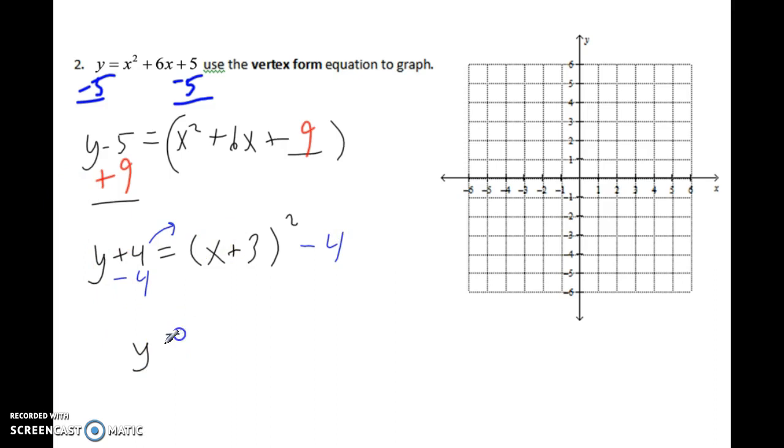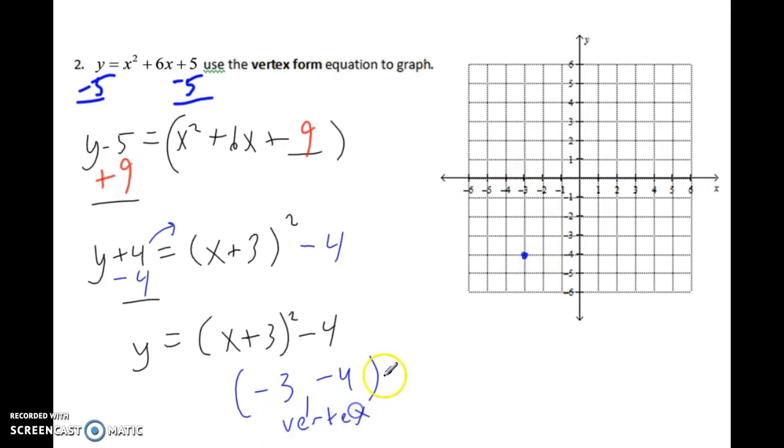So we get y equals x plus 3 quantity squared minus 4. So the center is going to be at -3, -4. So -3, -4 is the vertex. The y-intercept is +9. That's way up here. Somewhere up here, at 0, 9, is the y-intercept.